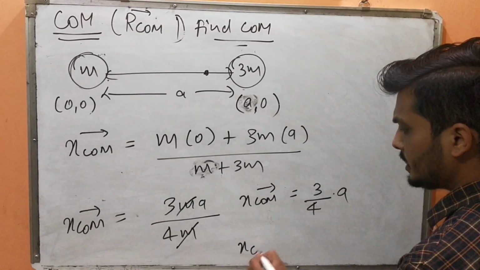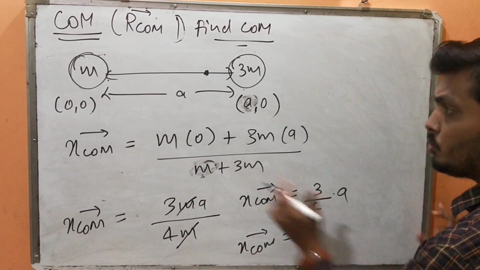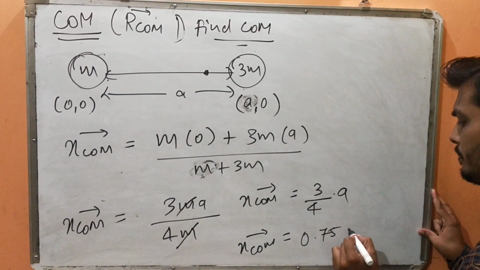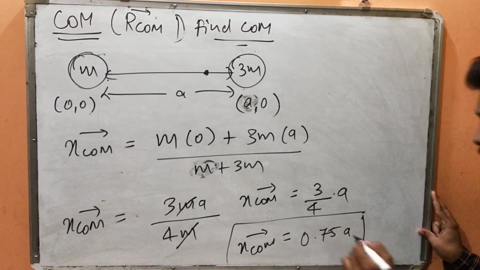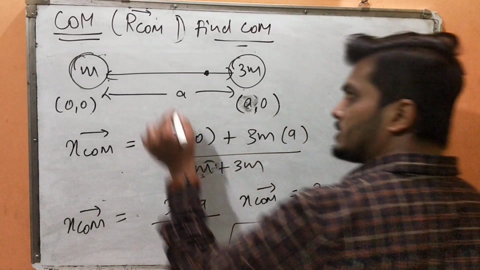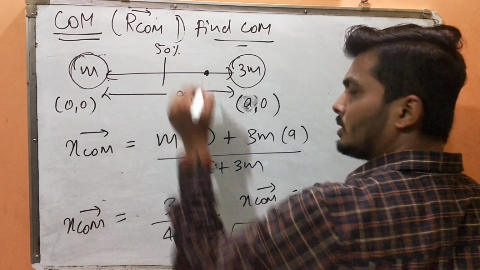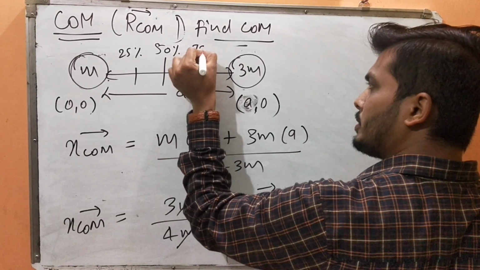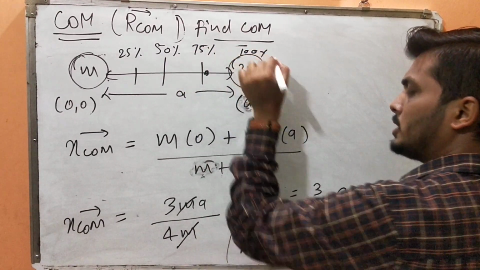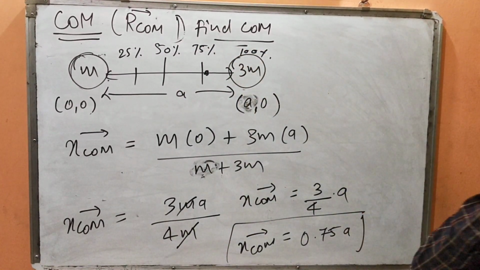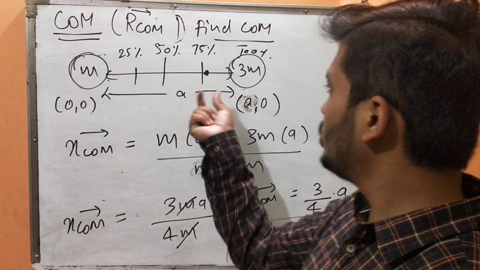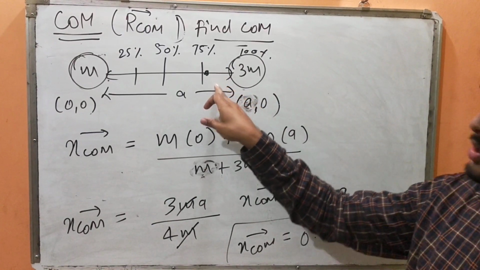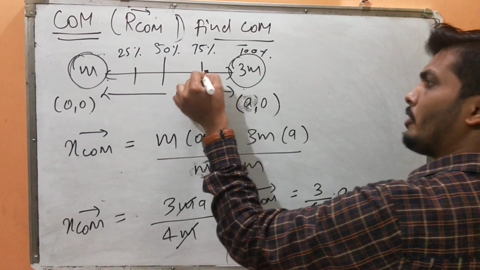What do you mean by this? a is the total distance, and 3 by 4 is 0.75, that is 75% of a. If I look at this, exactly here is 50%, half of that is 25%, and half of this is 75%, and this is the total 100% of a. So before doing this sum, we had assumed that the mass should be concentrated somewhere near 3m. More mass is concentrated towards 3m, so this will be the center of mass.